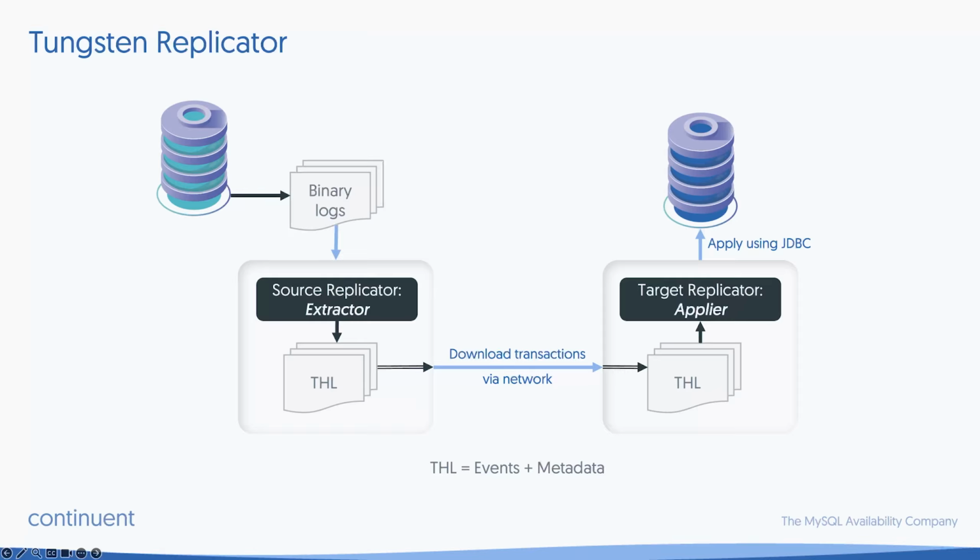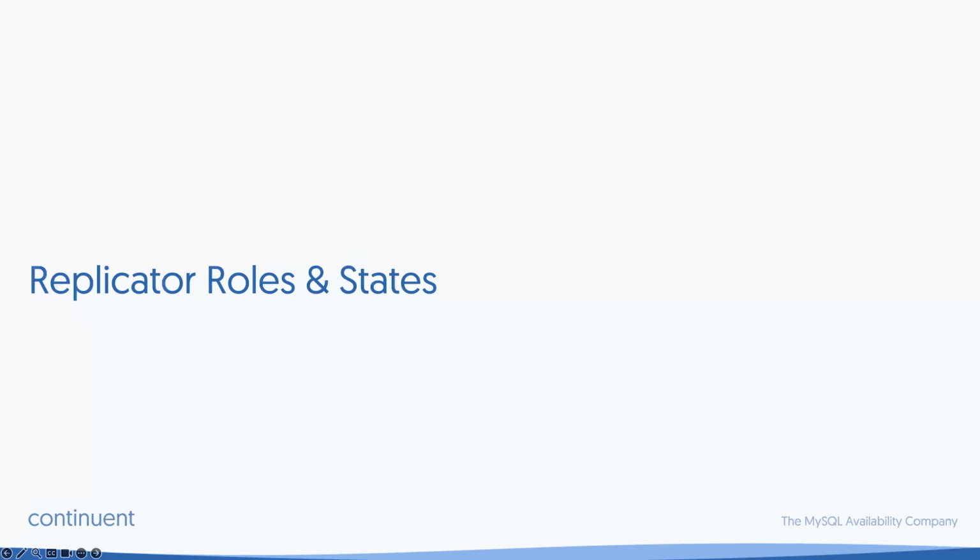By that I mean that we only process a transaction for replication when the entire transaction is complete and committed to the binary logs by MySQL. The replicator converts binary log information into THL, or transaction history log, which is our own native format, pretty much like a binary log, but in a format that we have control over. The replicators in the applier role will pull the THL across the network and apply via JDBC to the target database. Let's review the various replicator states and roles.